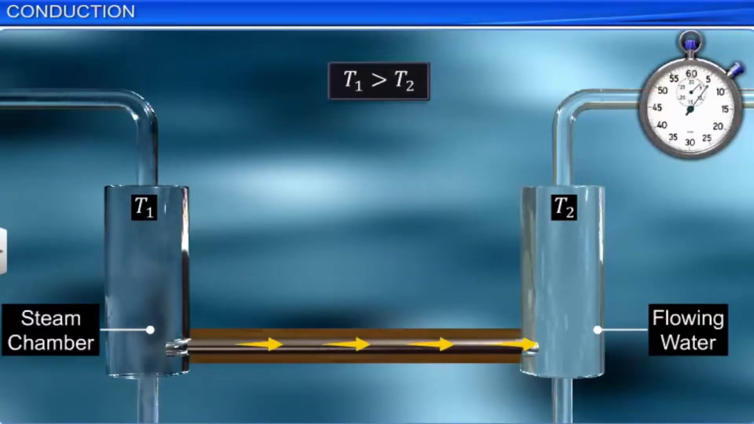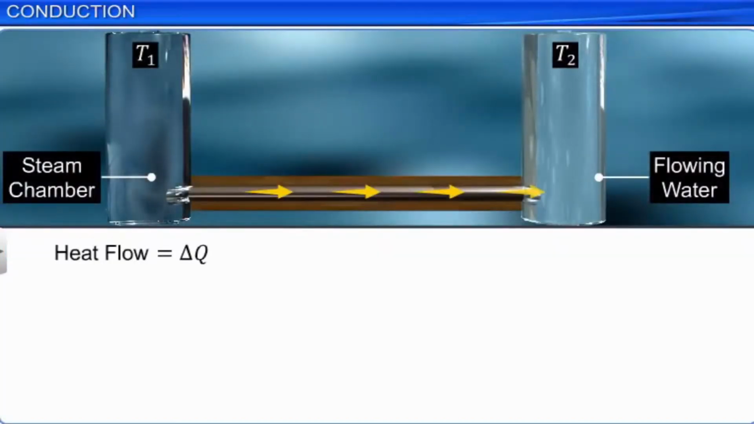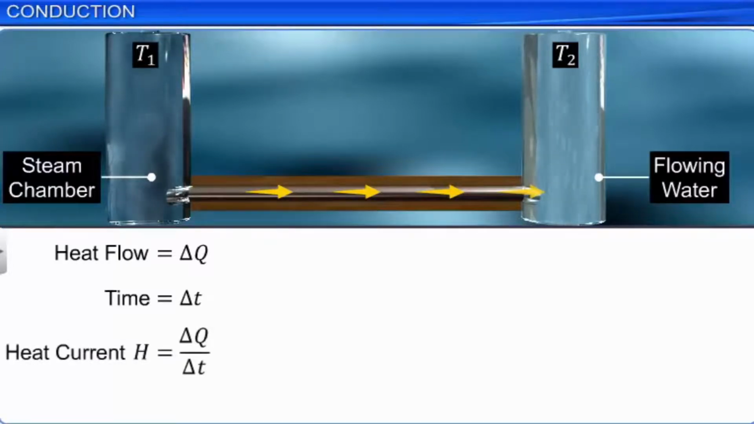The rate of heat flow is defined as heat current H. If delta Q is the heat flowing across any cross-section in time, delta T, then heat current H is equal to delta Q by delta T. Let this be equation 1.